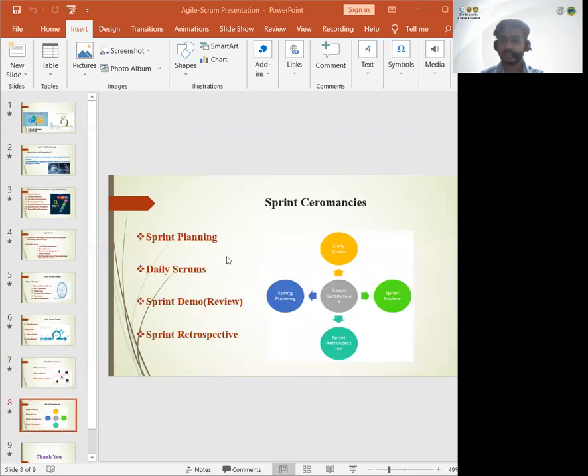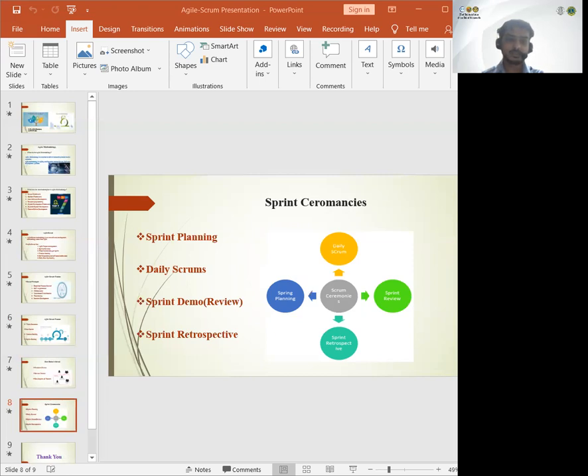Let's look at the sprint ceremonies. There are several sprint ceremonies. First one is sprint planning. Second one is daily scrum. Third one is sprint demo or review. Last one is sprint retrospective. Let me look at sprint planning. If we have a 2 week sprint, the planning meeting happens weekly.